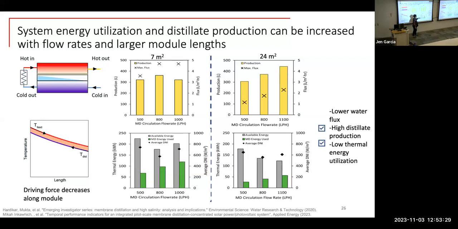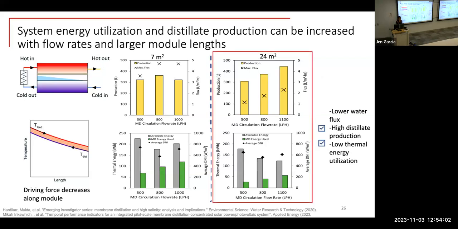We also have a lot lower thermal energy utilization than we do with the shorter module, which is really good, which means that because we're using a lot less thermal energy than we're producing, we can actually have additional modules and increase our water production. So we can actually scale up our desalination system to use more of this energy and produce more water.